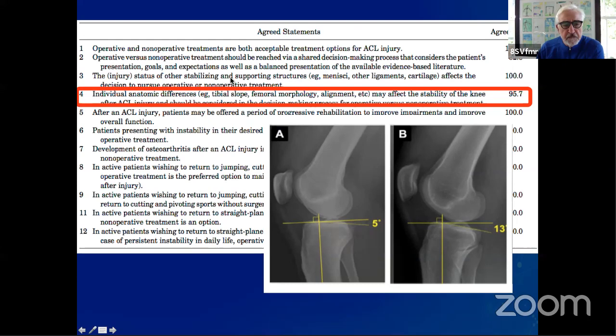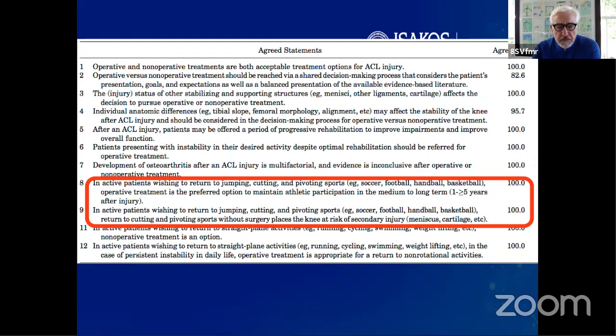They also say that in active patients wishing to return to jumping, cutting, pivoting sports, operative treatment is the preferred option for them to go back into their sport. They go even further to say that if you do not do surgery on these patients, you are placing them at risk of further injury to their knee and further complications. So I think the overall message is strong that we have to do surgery, not just to get the patient back to sport, but also to make sure he doesn't injure his knee any further.